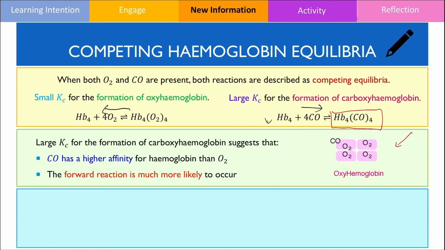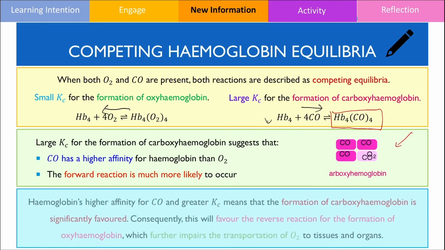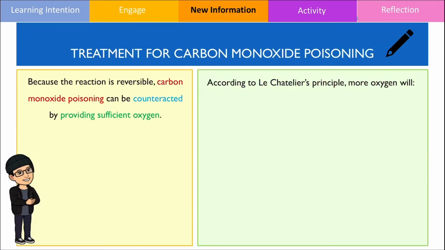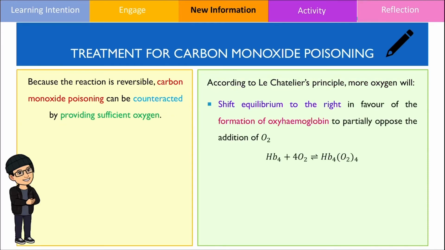Fortunately, the effects of carbon monoxide poisoning can be reversed if a patient or victim is treated as early as possible. Because the reaction is reversible, carbon monoxide poisoning can be counteracted by administering pure oxygen or moving the person to an open environment with plentiful oxygen. According to Le Chatelier's principle, having more oxygen will shift the equilibrium to the right in favor of the formation of oxyhemoglobin to partially oppose the addition of oxygen.